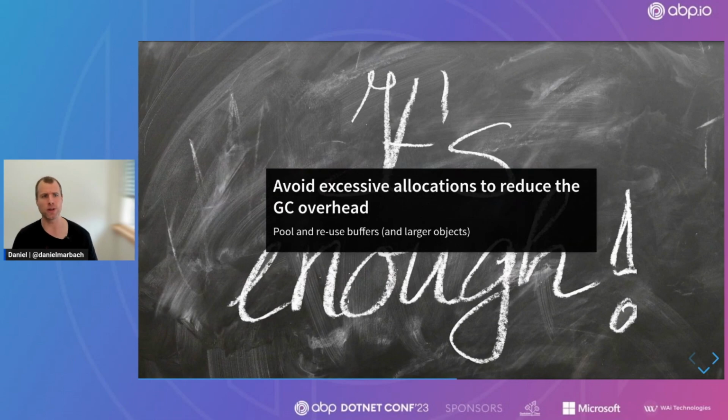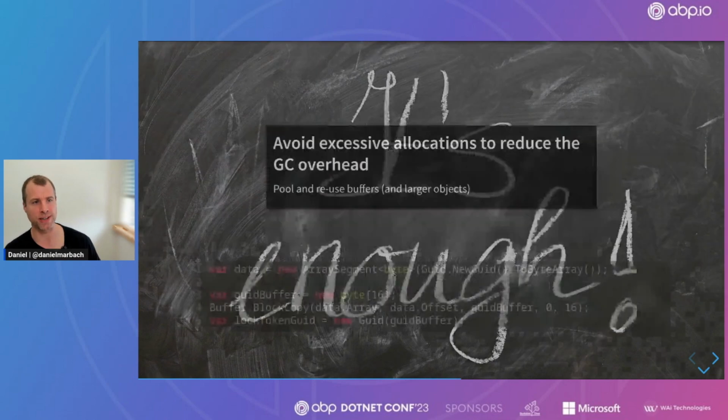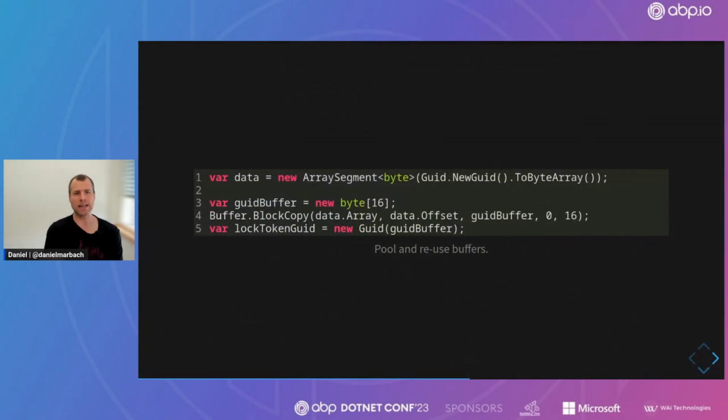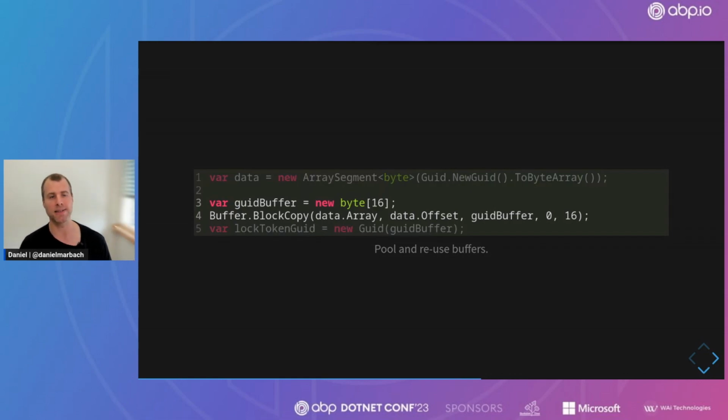We're going to look into avoiding excessive allocation to reduce GC overhead: pool and reuse buffers and larger objects. In the Azure Service Bus SDK, there's this concept of lock tokens that I already told you about, and they're coming from the network. In there was this code where we had an array segment, and then we allocated a byte array of 16 bytes, and then we used Buffer.BlockCopy to copy the GUID bytes into that array, and then we created a GUID. This code is executed at scale, and if we can optimize it, we can win a ton of throughput.